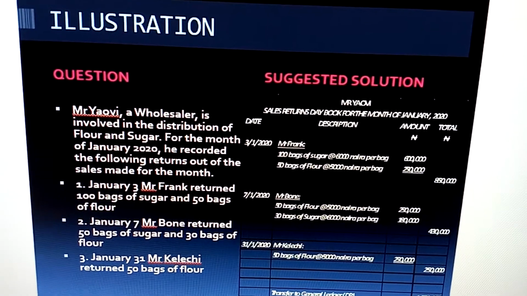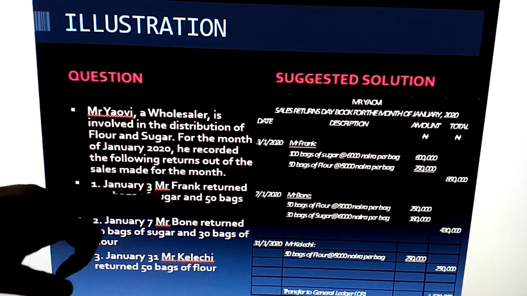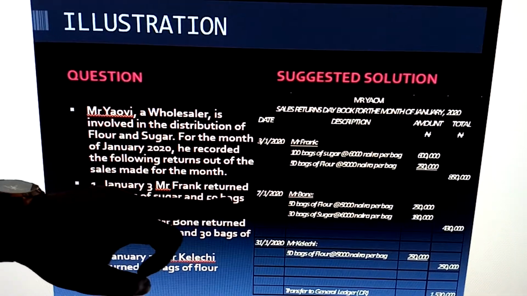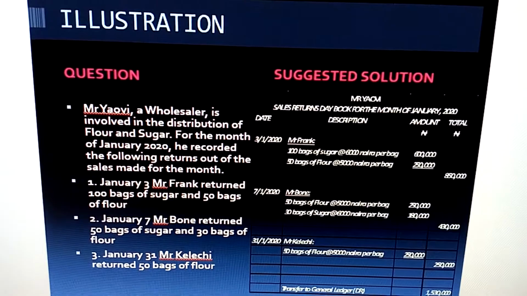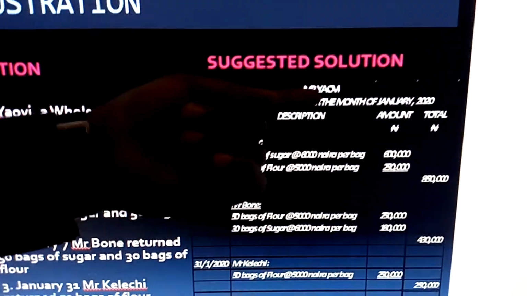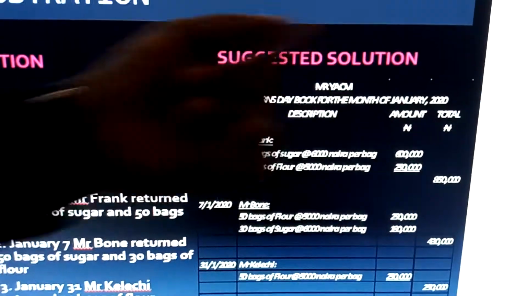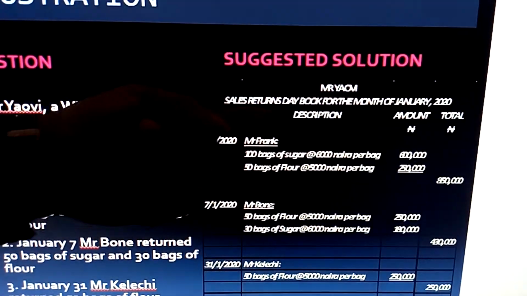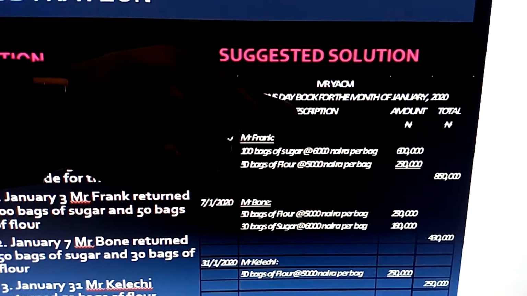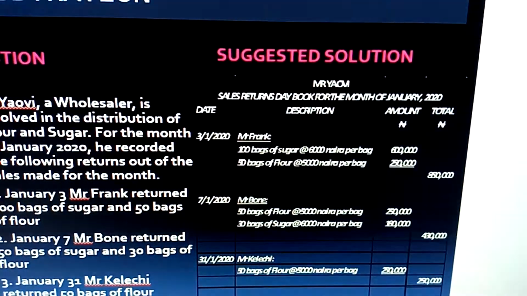The first one says January 3rd, Mr. Frank returned 100 bags of sugar and 50 bags of flour. Now let's prepare. As we can see, the name of the book: we have Mr. Yaovi, the owner of the business, then his sales returns day book for the month of January 2020. We have the dates of the return, the description, and the amount.